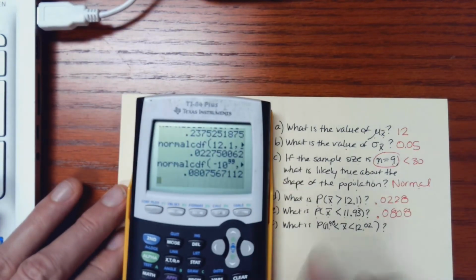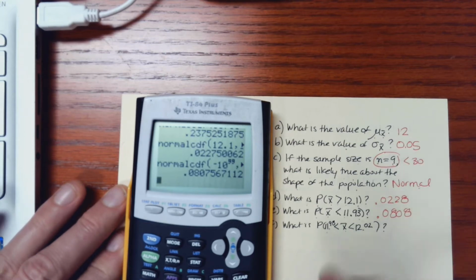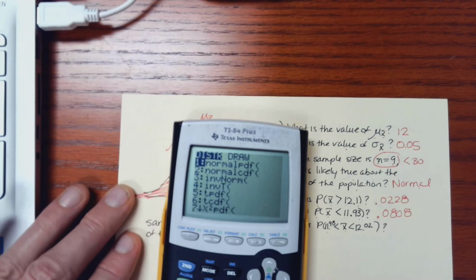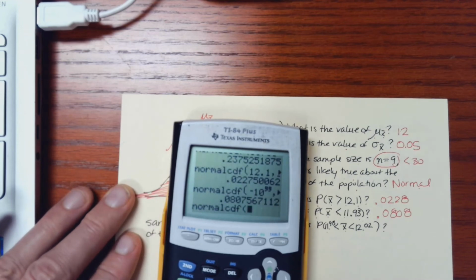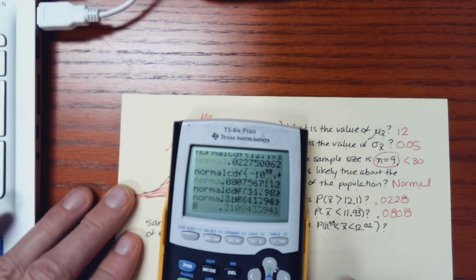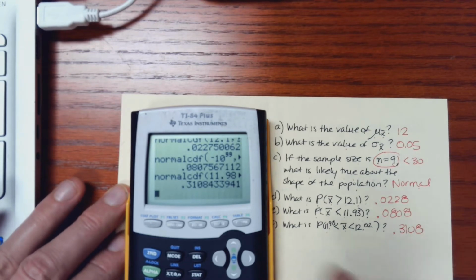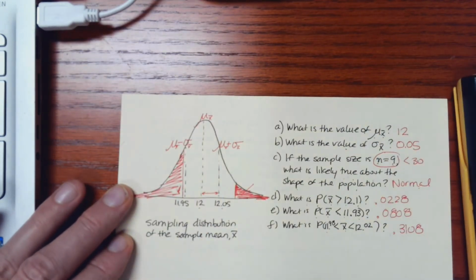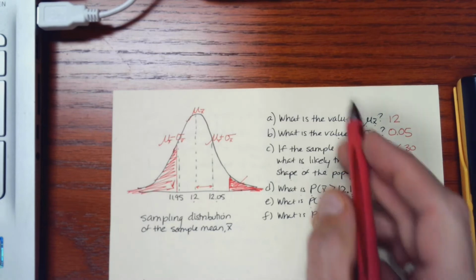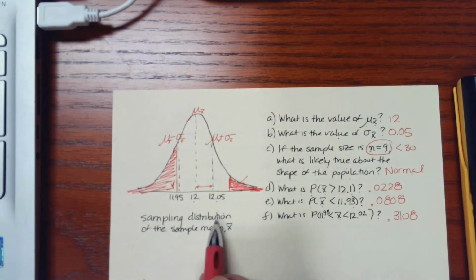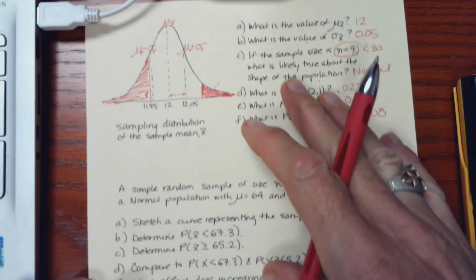All right, and then what's the probability that a sample mean would be between 11.98 and 12.02? Once again, normal CDF. In this case, we're given a lower bound of 11.98, an upper bound of 12.02, and the center is 12, and the standard deviation is 0.05. So that is 0.3108. So there are some questions about this particular sampling distribution. All right, let's look at another question.